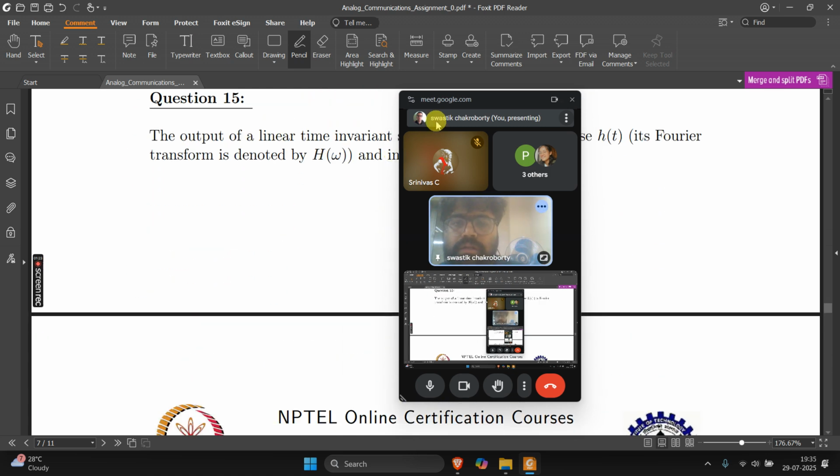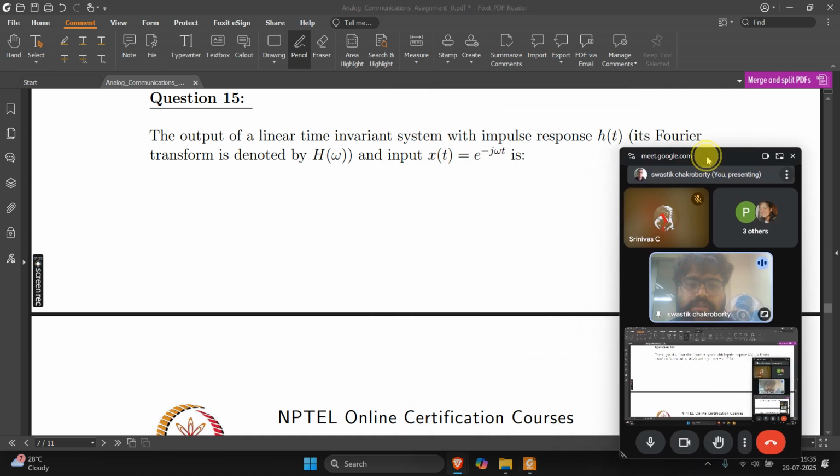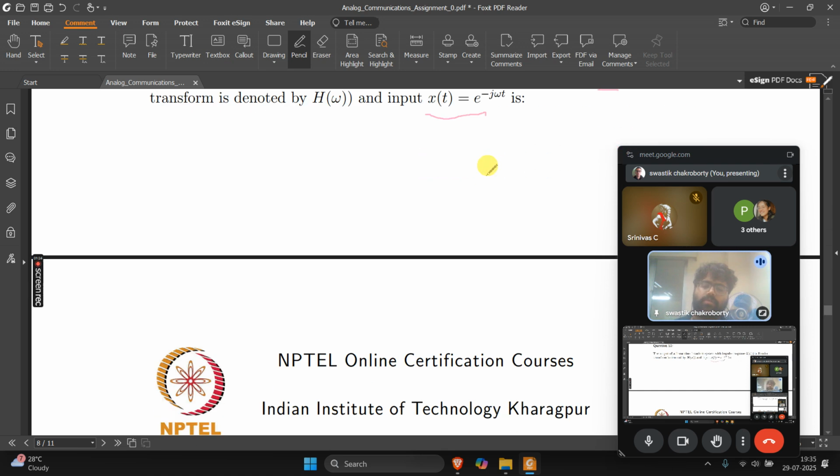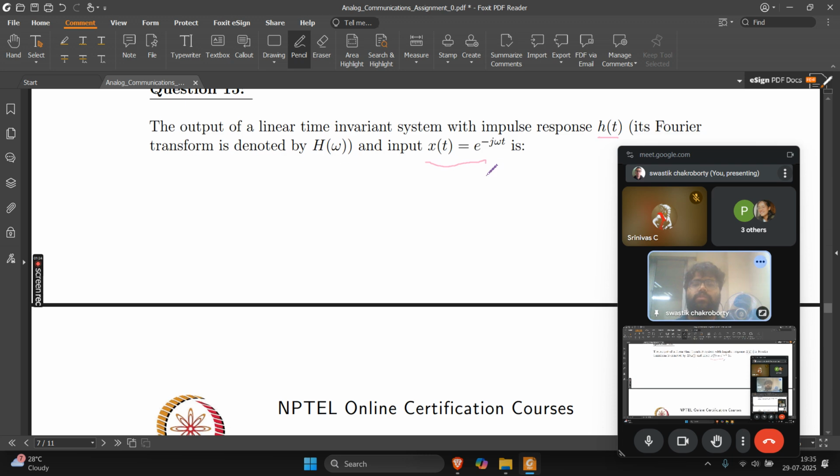Next, the output of a linear time invariant system with impulse response h(t) and its Fourier transform H(omega), and input is x(t) equal to e to the power minus j omega t. So there is a system with impulse response h(t) and an input x(t) equal to e to the power minus j omega t. So what will be the output? This is fairly straightforward. So there is h(t) and there is e to the power minus j omega t. What will be the output?